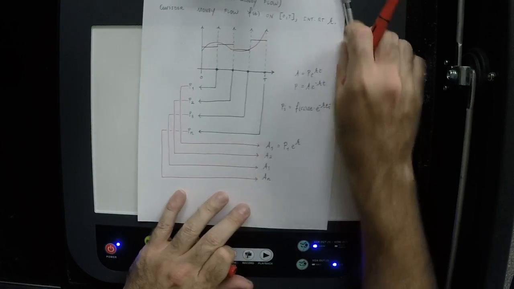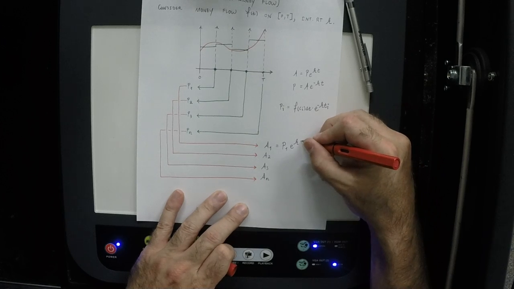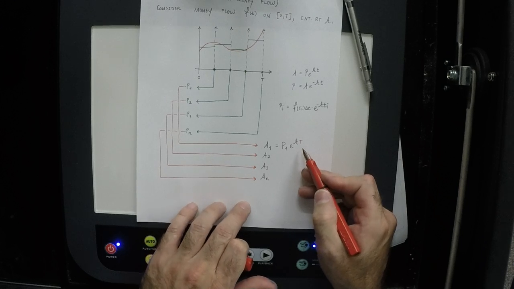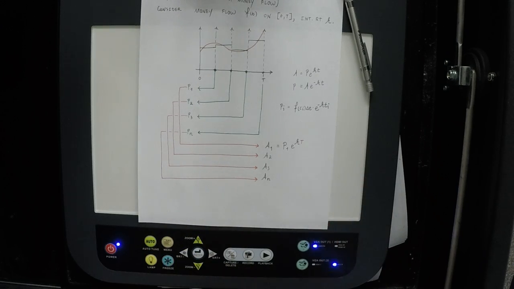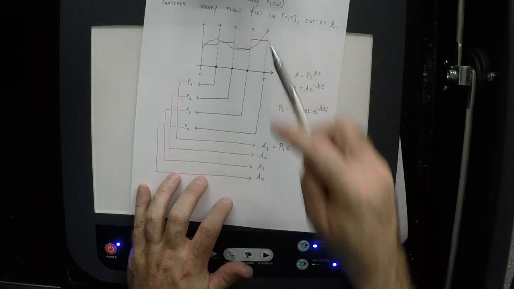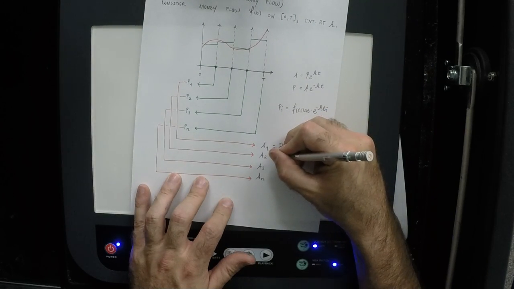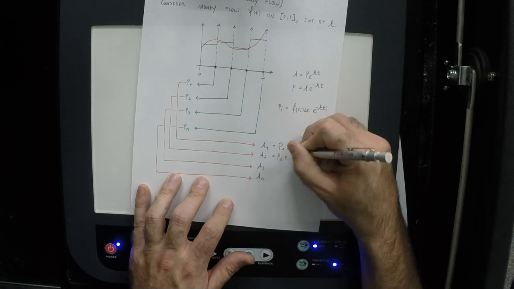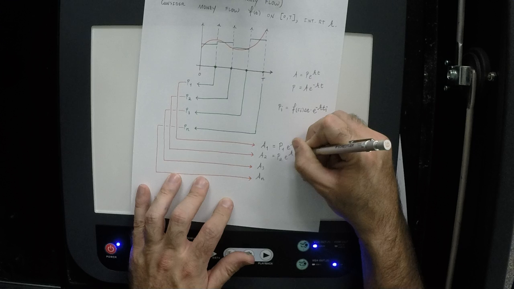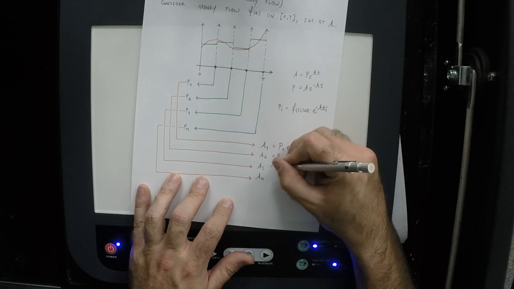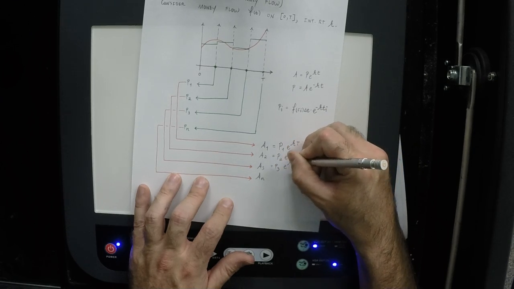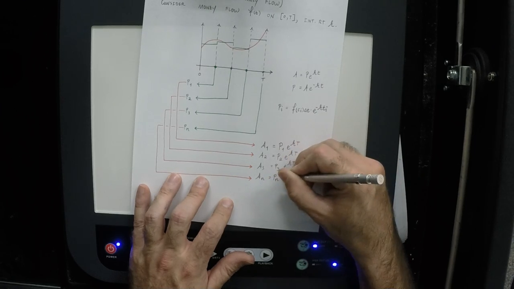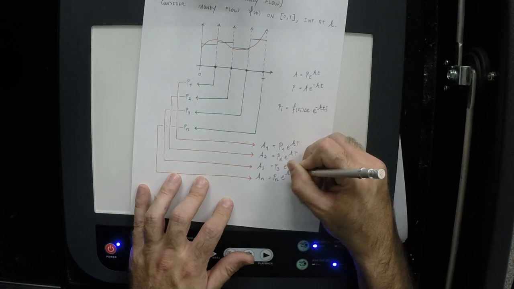So this is a big T. I'm writing it in red so you don't miss that that's a big T and not a little t. So similarly, this one is P_2 exponential r big T, P_3 exponential r big T, P_n exponential r big T.